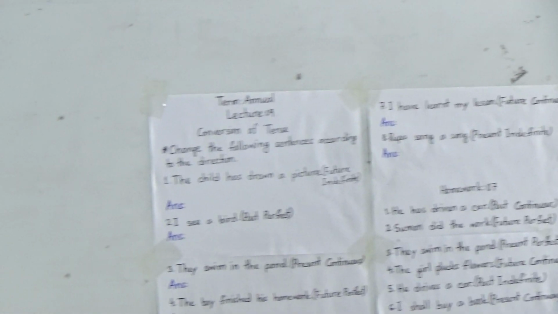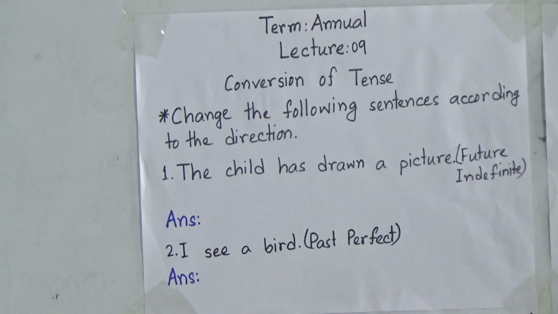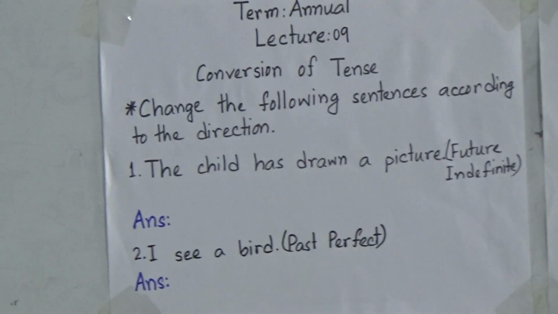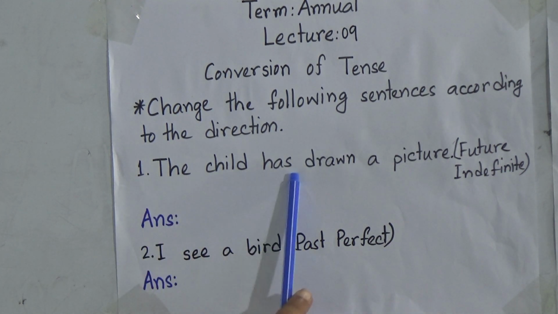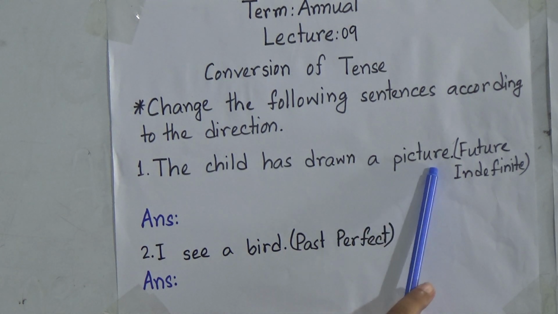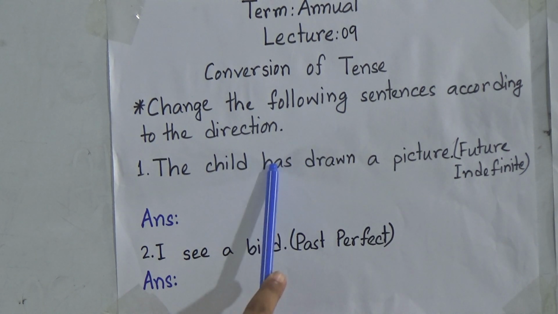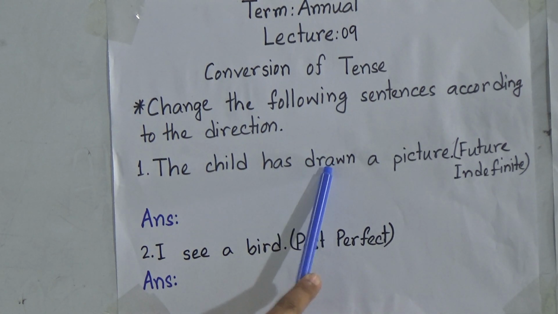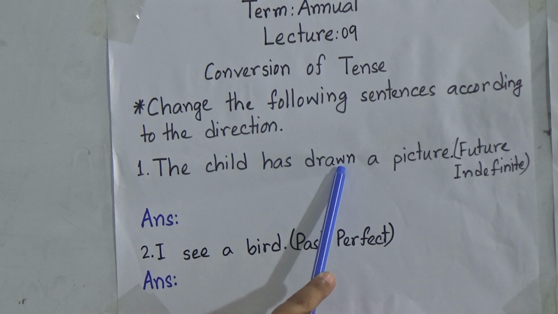Now look, the first sentence: The child has drawn a picture. We will change it to the future indefinite tense. Look, after the subject there is the helping verb has and the past participle form of the verb draw. That means the sentence is present perfect tense and we will change it to the future indefinite tense.